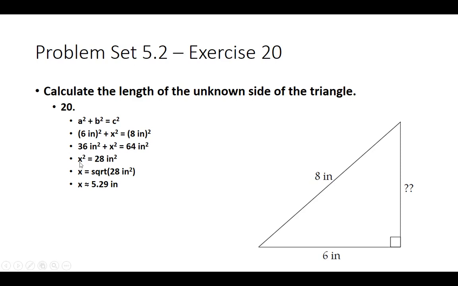To get the x by itself, we need to take square roots of both sides. The square root of x squared is x. The square root of 28 square inches is about 5.29 inches. So our unknown leg is about 5.29 inches.